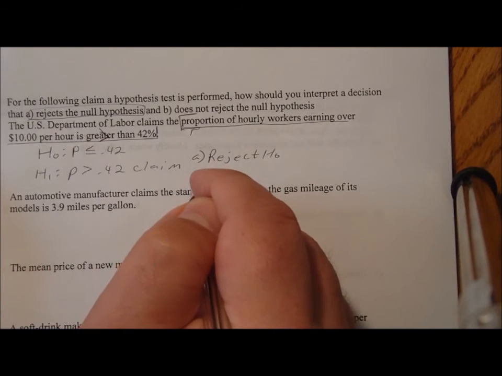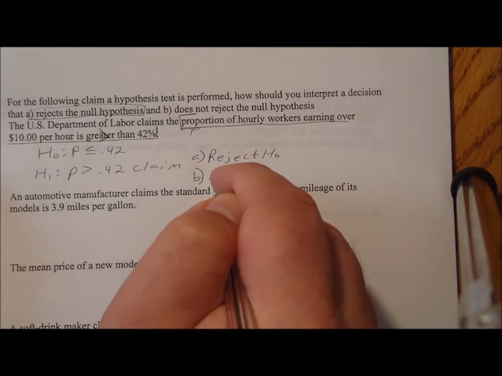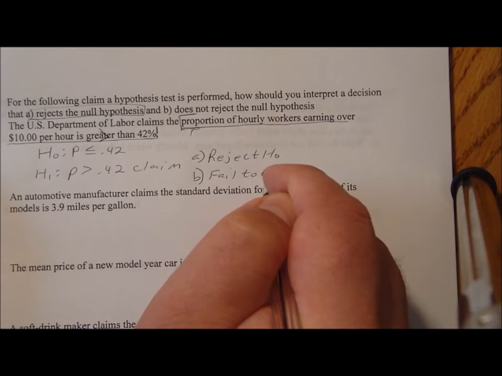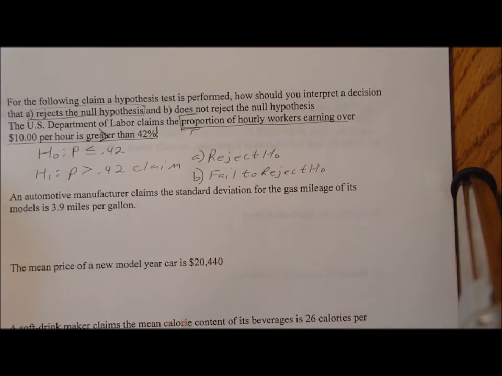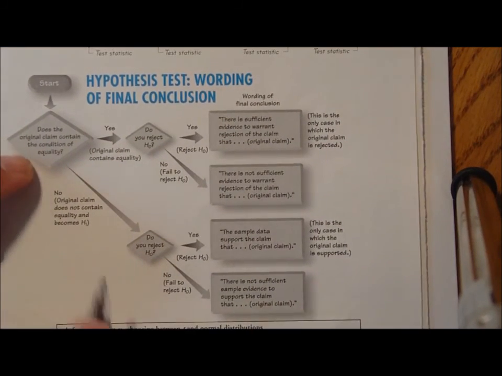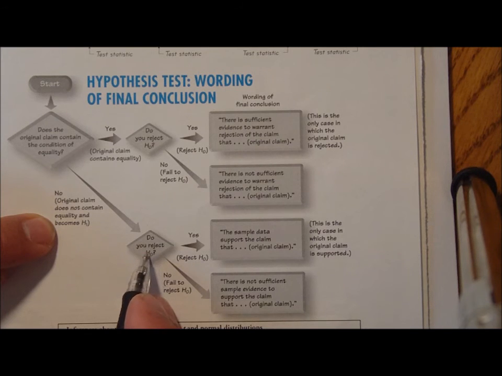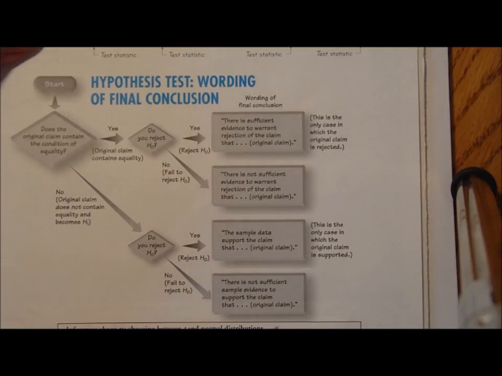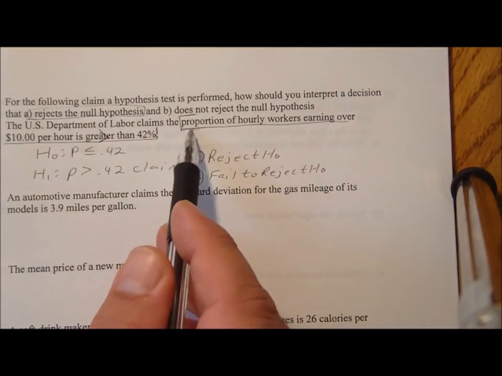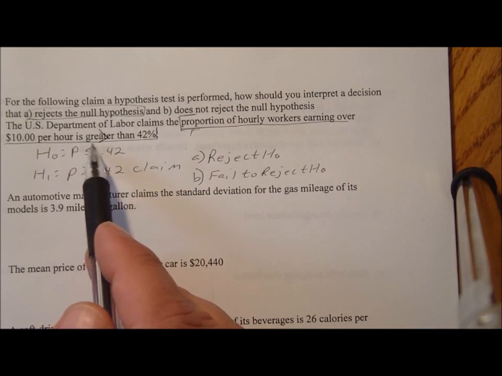Okay, part B says that we're going to fail to reject the null. And we go back to our decision flow chart. Again, we're going to come down here because the original claim does not contain the equality. It's in the alternative. Now when we come to this decision, do we reject the null hypothesis? We say, no, we fail to reject the null hypothesis. So our wording then is there is not sufficient sample evidence to support the claim that, and again you state the original claim. The original claim being the proportion of hourly workers earning over $10 per hour is greater than 42%.